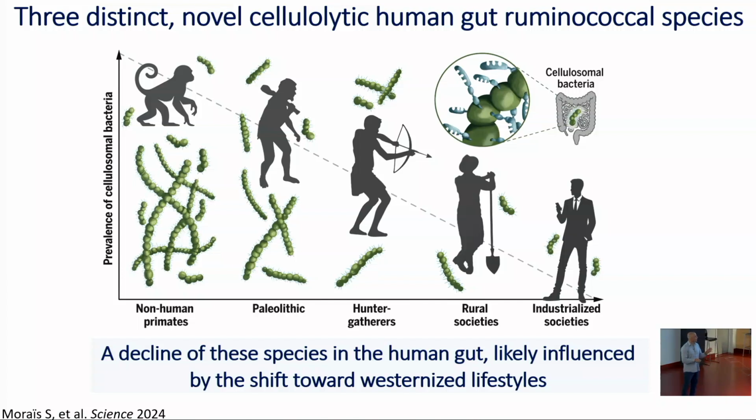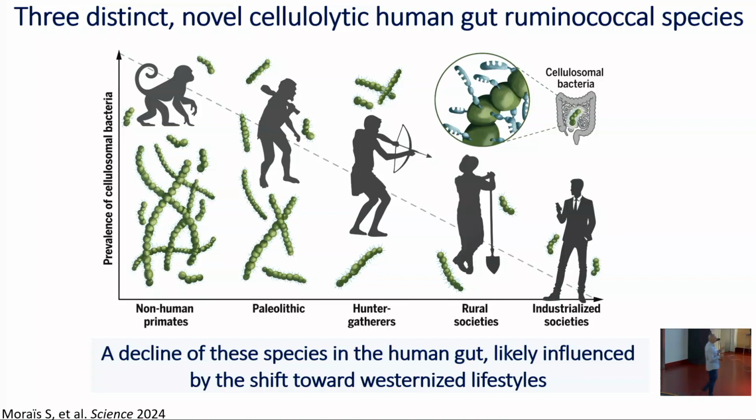And if you go into communities like hunter-gatherers or rural communities in East Africa, where they eat a lot of dietary fibers, you see an increase in prevalence of this species. And most interestingly, when you look at apes or non-human primates, about 40% will have them with very, very high abundance. So this essentially suggests that maybe the westernized lifestyle kind of pushes these microbes out or has some type of a negative effect on these microbes. And I don't know if it's good or bad for us, but this is more or less the case.